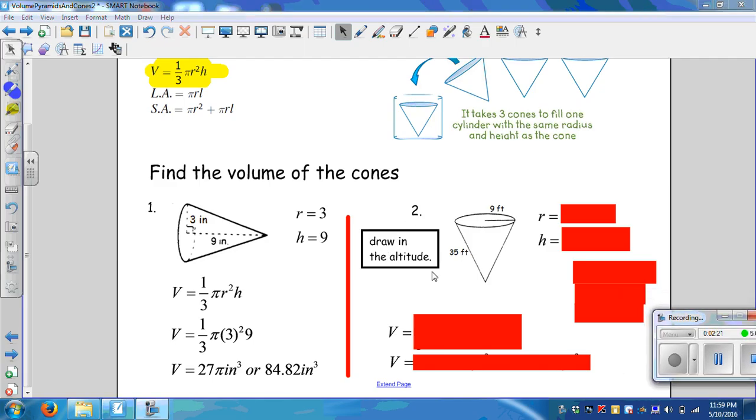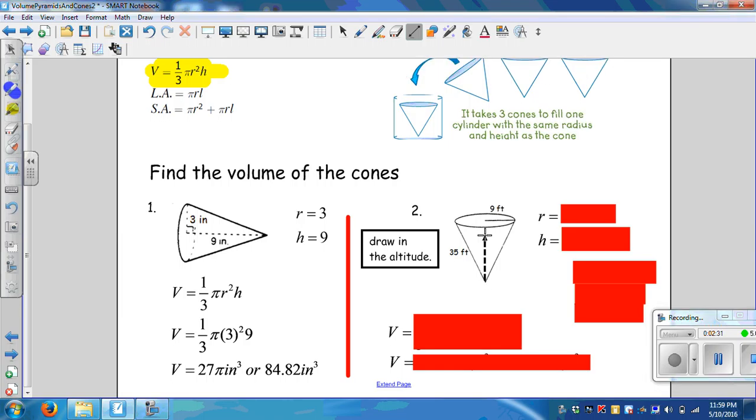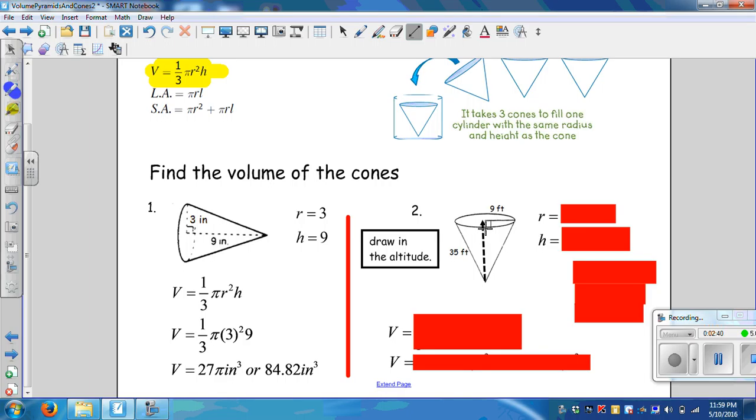Number 2 looks a little different. This time they give you the radius, but they give you the slant height. So you're going to need to draw in an altitude going from the vertex down to the base. You are creating a right angle. So you're going to use Pythagorean theorem to figure out your height. Radius is 9, and your height ultimately is going to be 33.82.